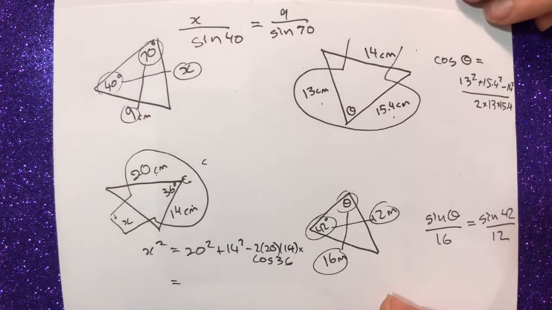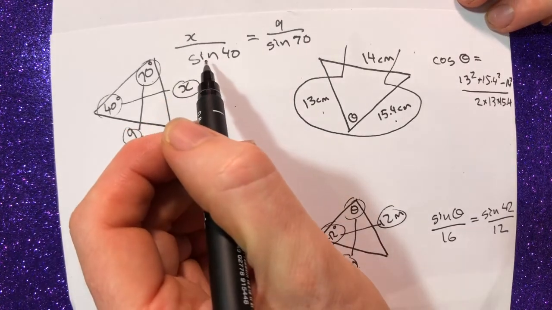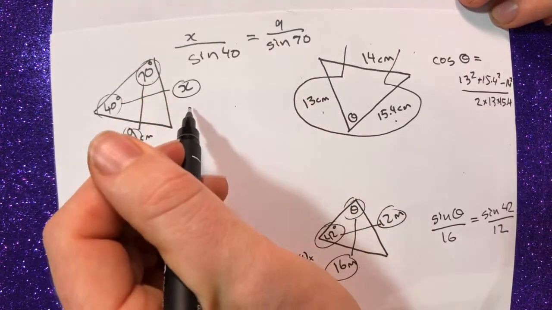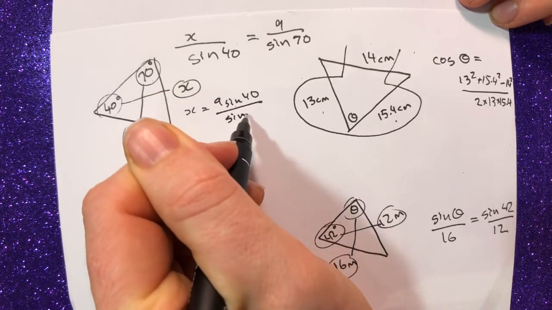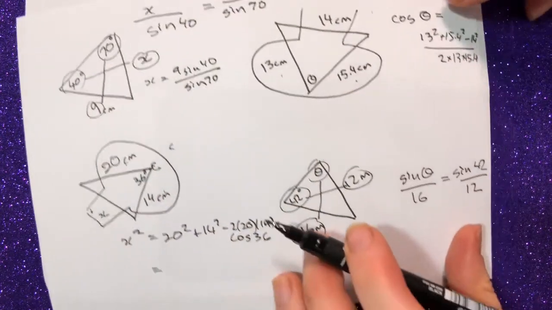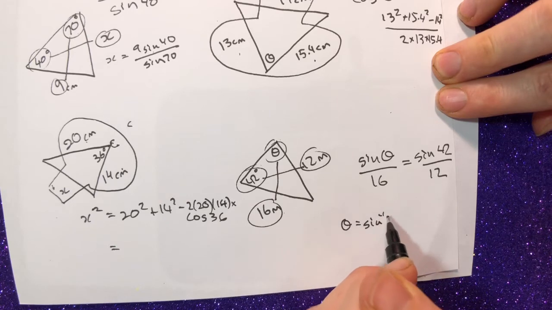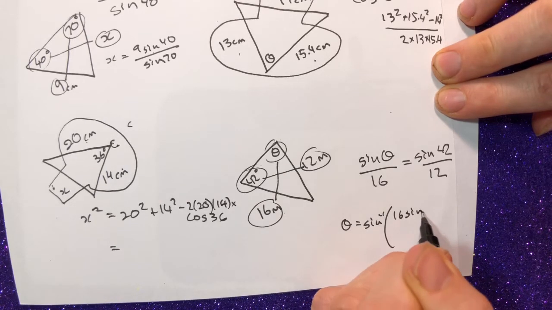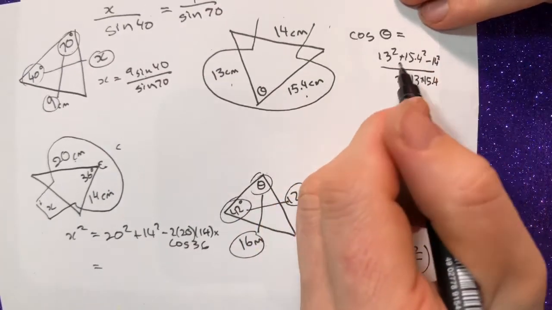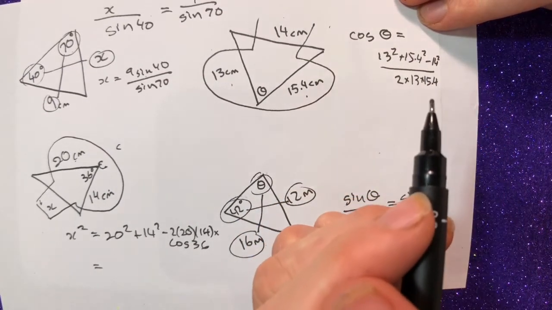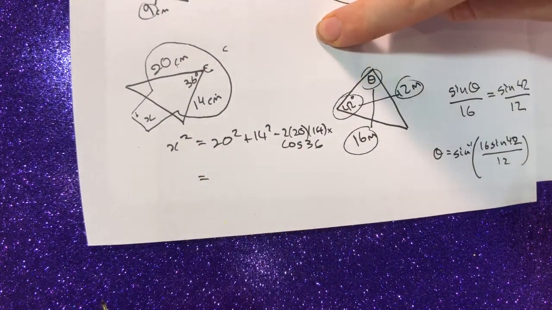If you want to then go and solve these guys, because we've set them up nicely with this one, all you've got to do is times up the sine 40 and we'd get x equals 9 sine 40 on sine 70. This one, we times up the 16 and then we inverse sine. So theta would be the inverse sine of 16 times sine 42 on 12. This one, you calculate that and then you inverse cos it. And this one, you calculate that and then you square root it.